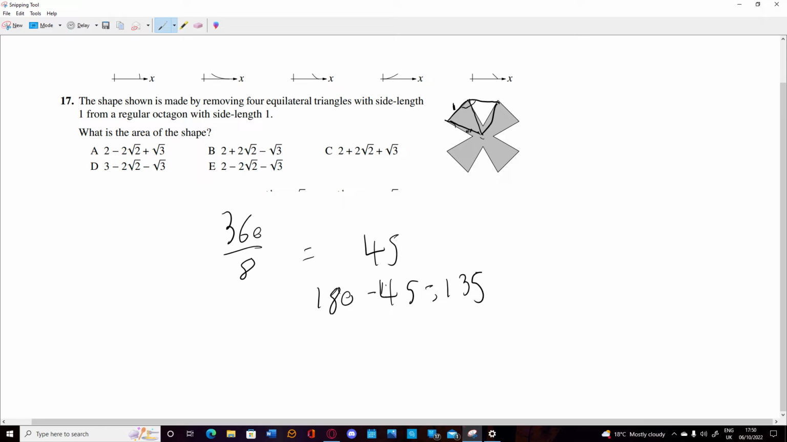This angle in the center over here, which is because it's going to be divided into 8 triangles, the angle up there is going to be 45. And so what we end up with is an isosceles triangle. Bottom length 1, this length 45, this length 135 over 2.